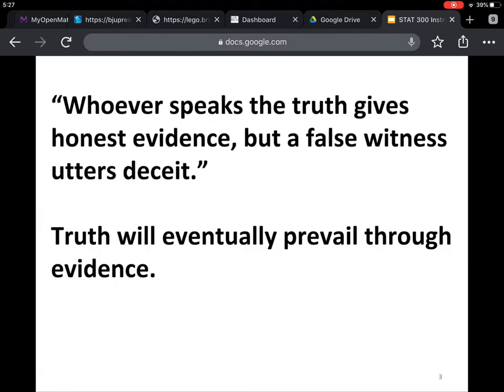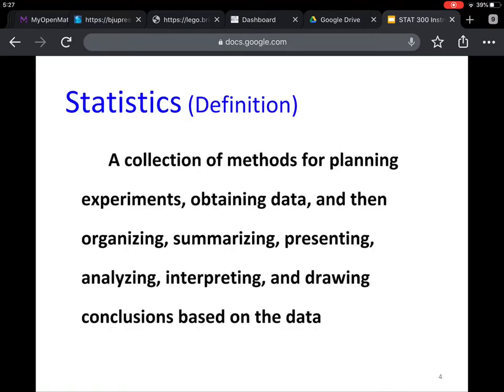For this first one, for instance, when we dive into statistics, we're going to find out that whatever claim a person makes, it will be found out whether it's a lie or the truth via statistics. So the proverb goes, whoever speaks the truth gives honest evidence, but a false witness utters deceit. In other words, truth will eventually prevail through evidence. All you need to do is use statistics wisely, do not abuse it, and you will get to the bottom of the objective truth in whatever situation you're interested in. More to come about proverbs from there.